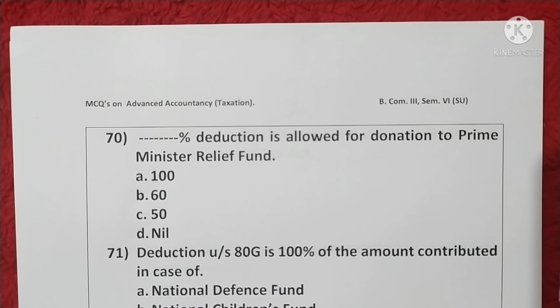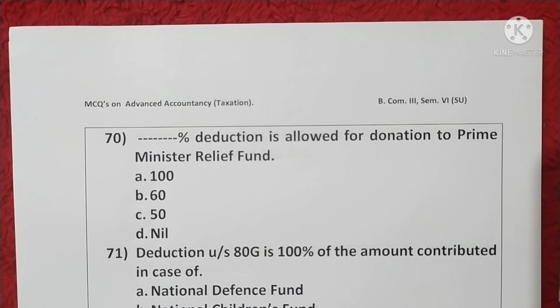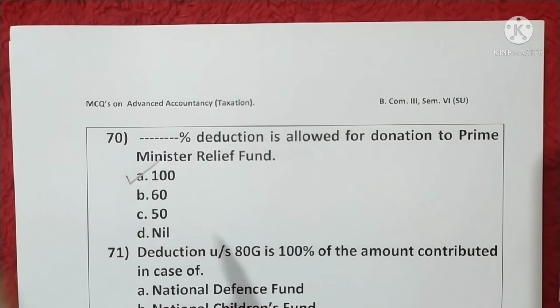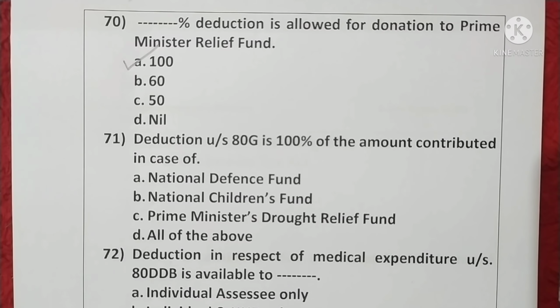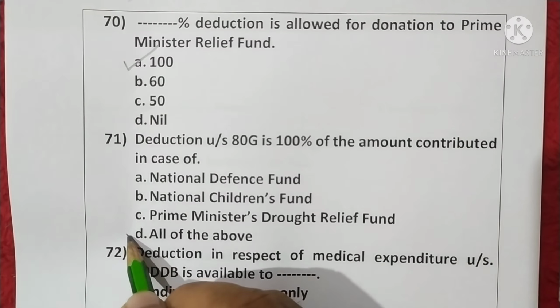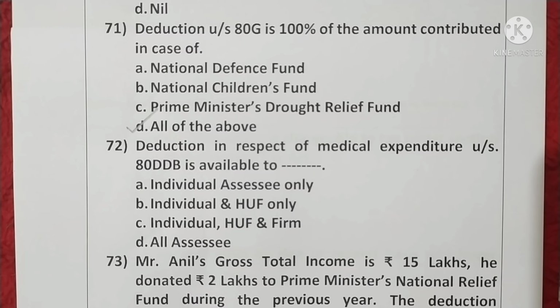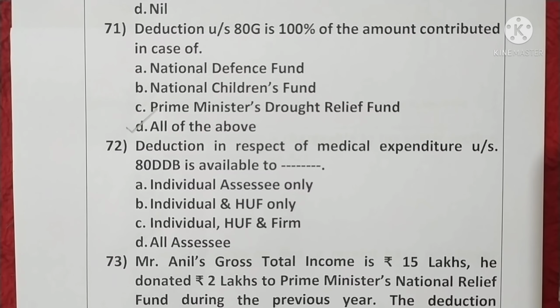Question 70. Dash percentage deduction is allowed for donation to Prime Minister Relief Fund. Here, 100% deduction is allowed for donation to Prime Minister Relief Fund. Option A is correct one. Question 71. Deduction under section 80G is 100% of the amount contributed in case of. Options are given: National Defence Fund, National Children's Fund, Prime Minister Drought Relief Fund, and all of the above. Here, all of the above is correct answer. Option D is correct one. Question 72. Deduction in respect of medical expenditure under section 80DD is available to individual and HUF only. Option B is correct one.